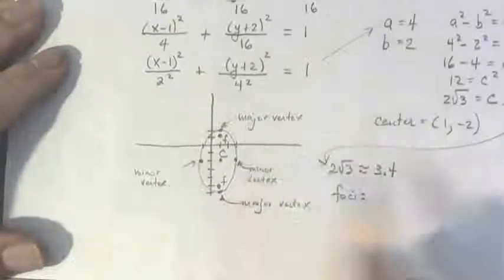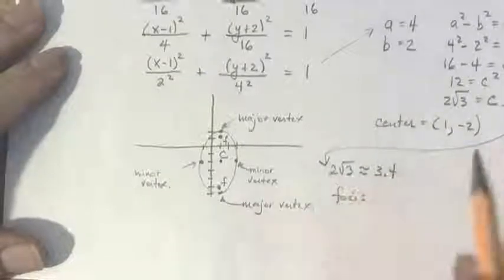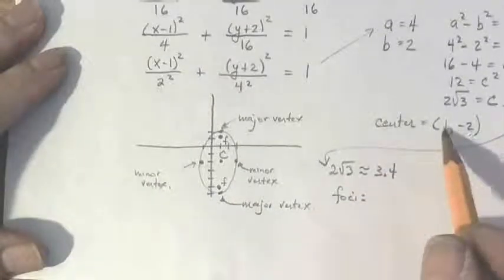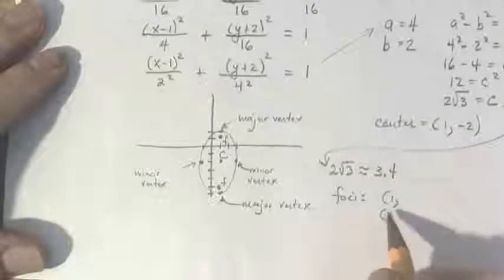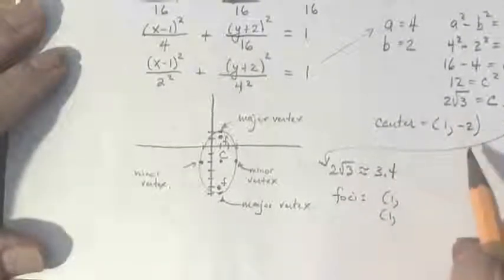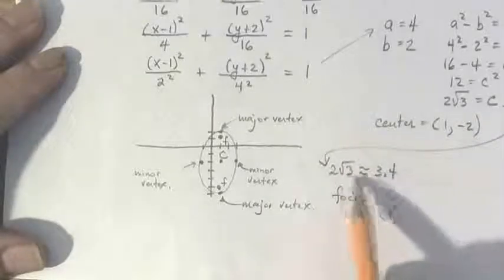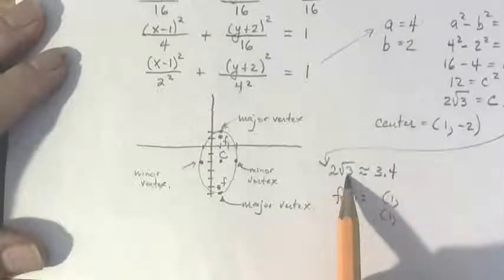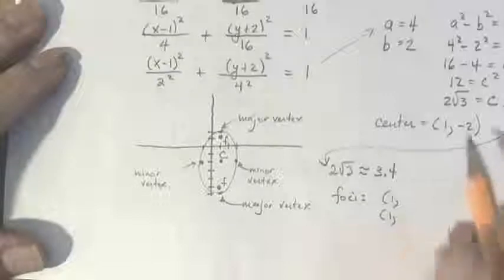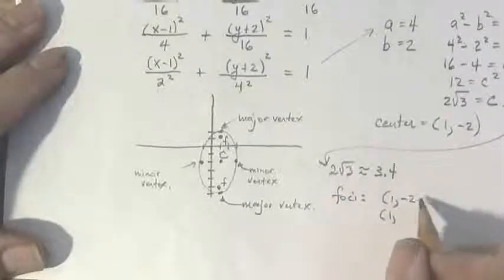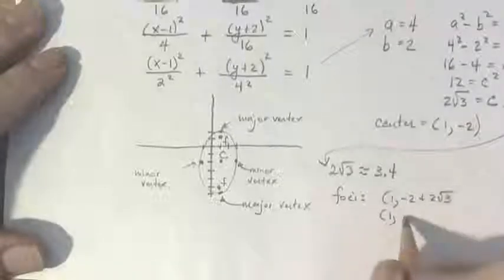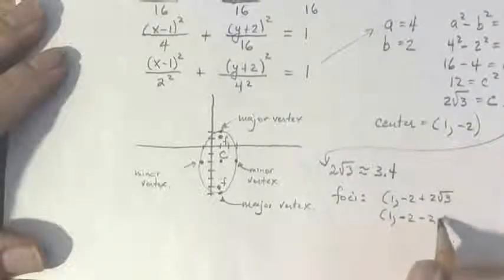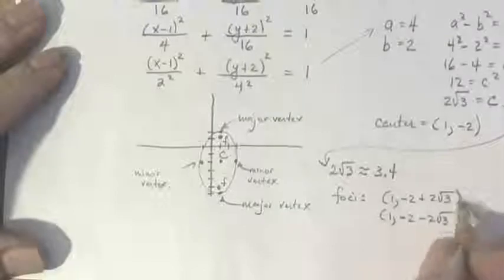Foci are, let's see, starting from here, they both have an x-coordinate of 1, but we would want to add the 2 root 3 to the y-coordinate. So this would be minus 2 plus 2 root 3 and minus 2 minus 2 root 3.